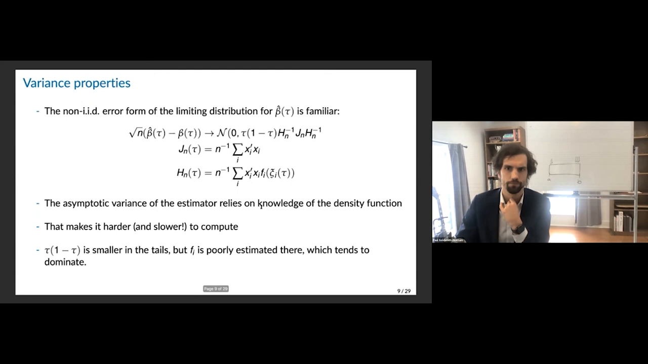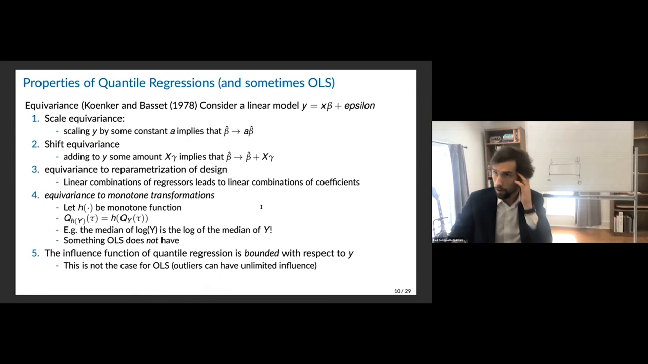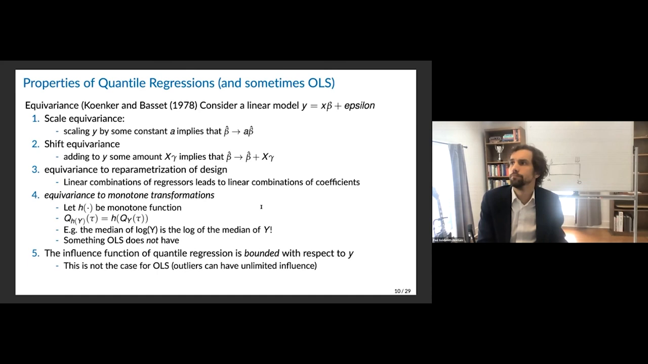Okay. So let's talk about some properties of quantile regression. Some of these properties are true of OLS as well. They're not true of all models. They're true of OLS, linear models, and quantile regression. So consider something like y equals x beta plus epsilon.